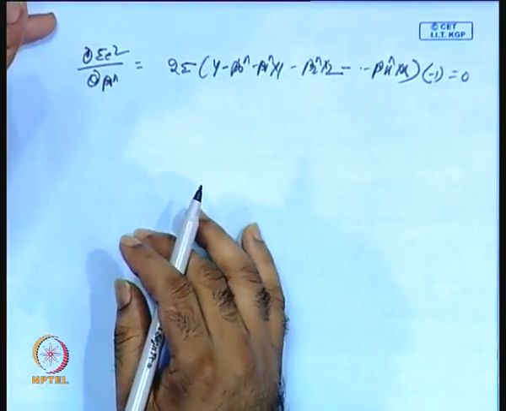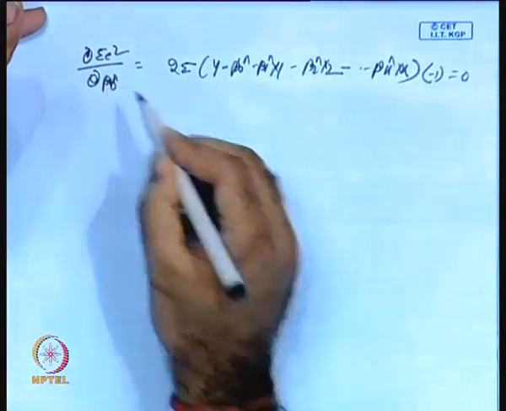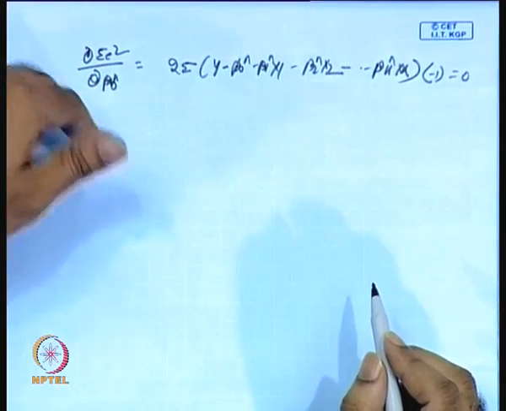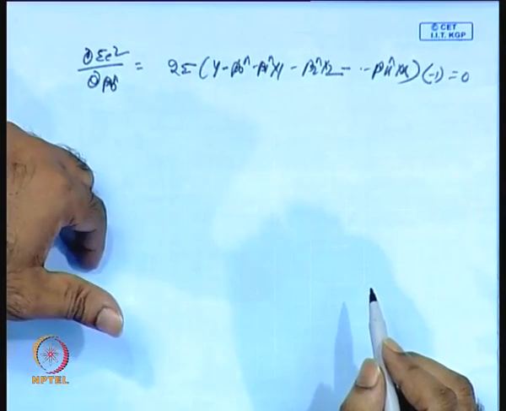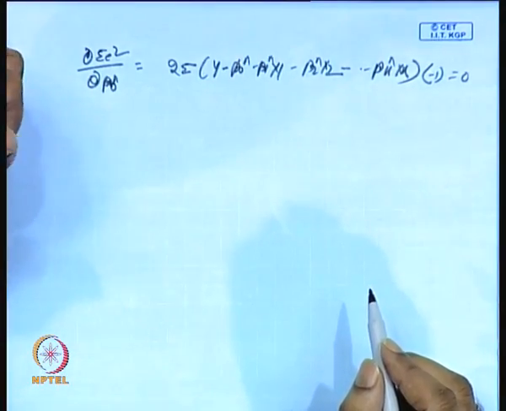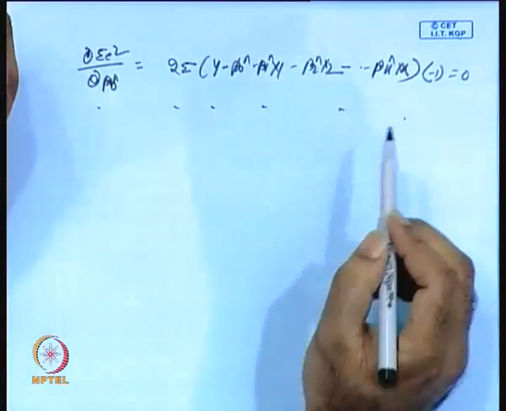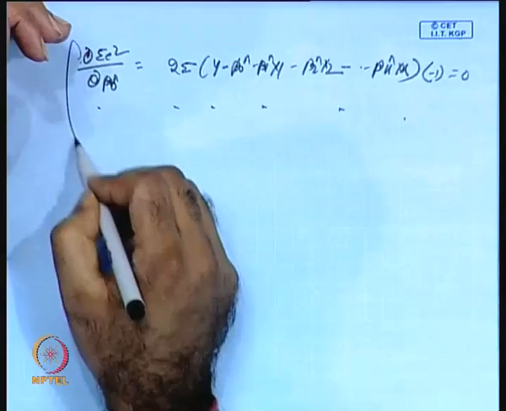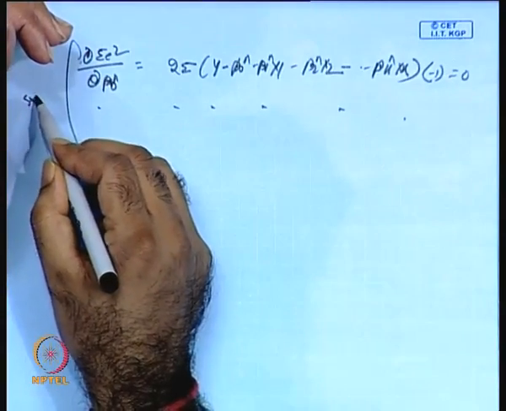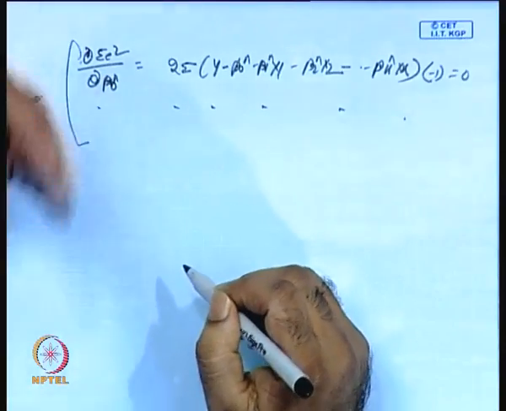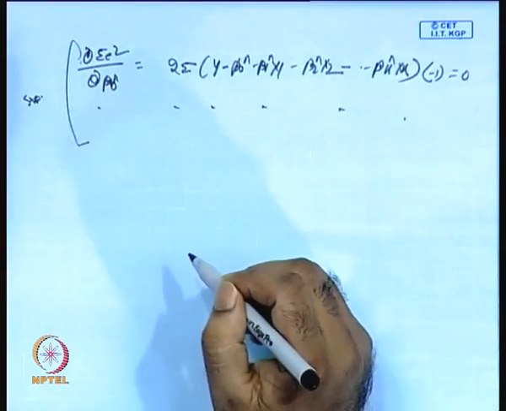Similarly, we have to go for d summation e square by d beta 1 head, which is 0, then d summation e square by d beta 2 head, and like this, d summation e square by d beta k head. Now if we simplify this, it will continue like this. Let us assume that this is the second step of this process, that is, the first order necessary conditions.